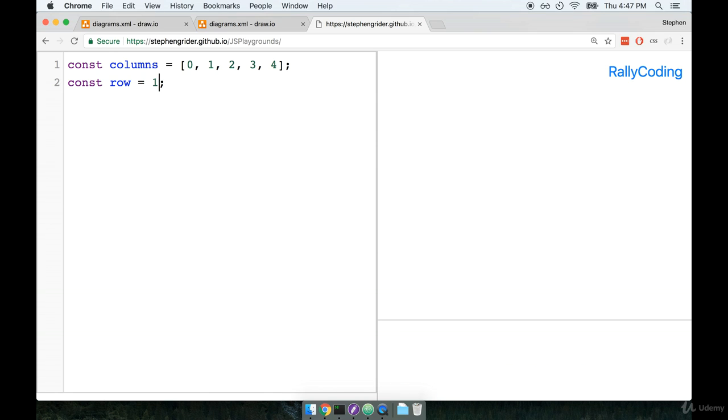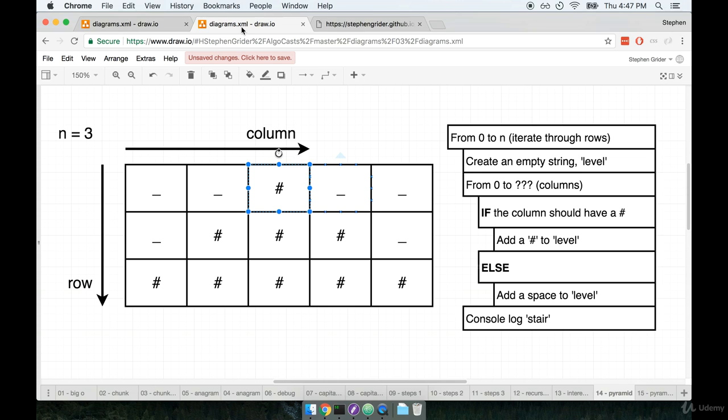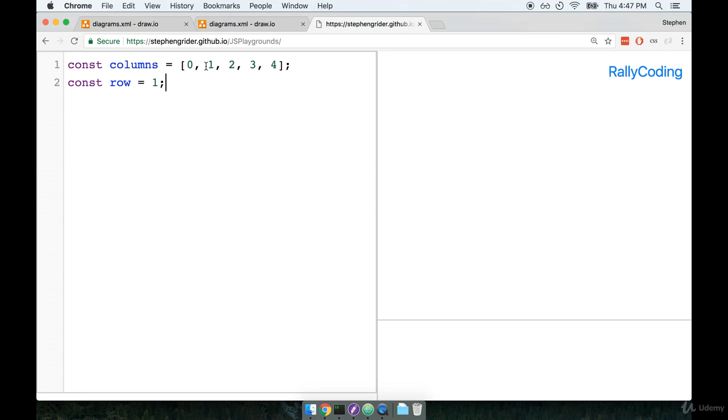And then if row was 1, just to be clear, that would correspond to this second row right here. In that case, I would need to make sure that I can somehow produce a pound here, a pound here, a pound here, but then spaces on the ends.